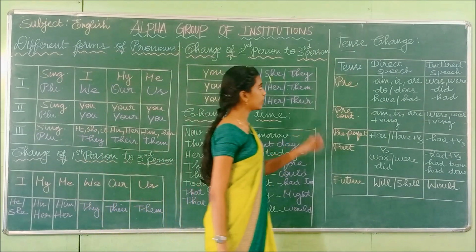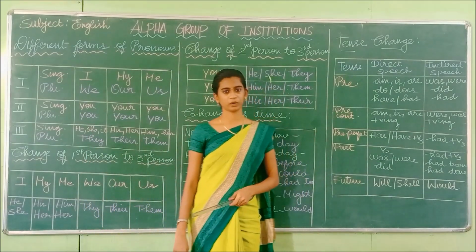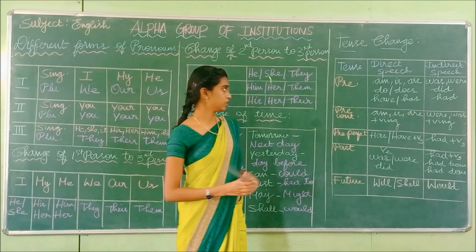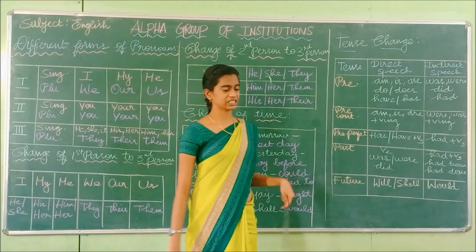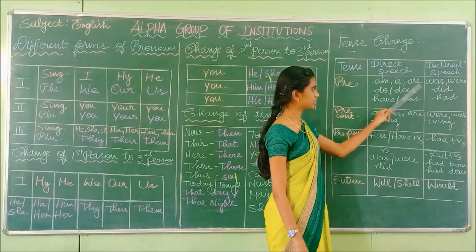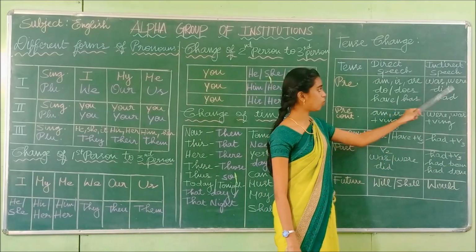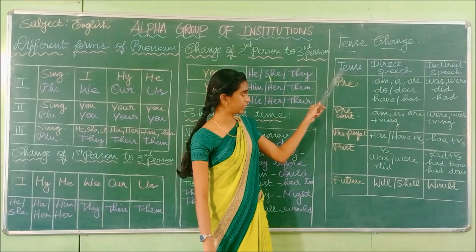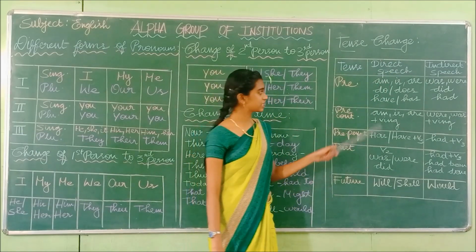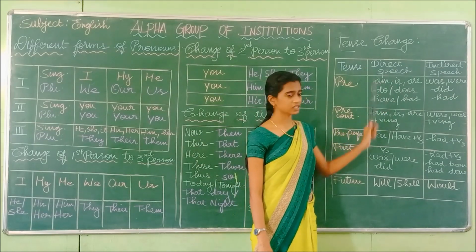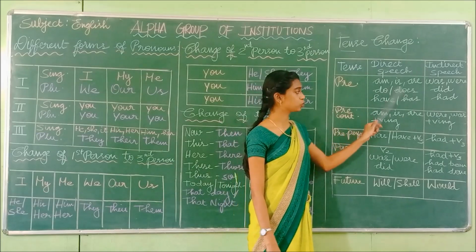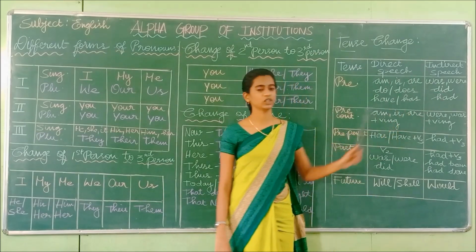The next one, how to change the tense form. We all know what tenses are. There are 12 tenses. How to change these tenses? For present tense, if the direct speech has am, is, are, we have to change it into was and were in indirect speech. If the direct speech has do or does, we have to change it into did.